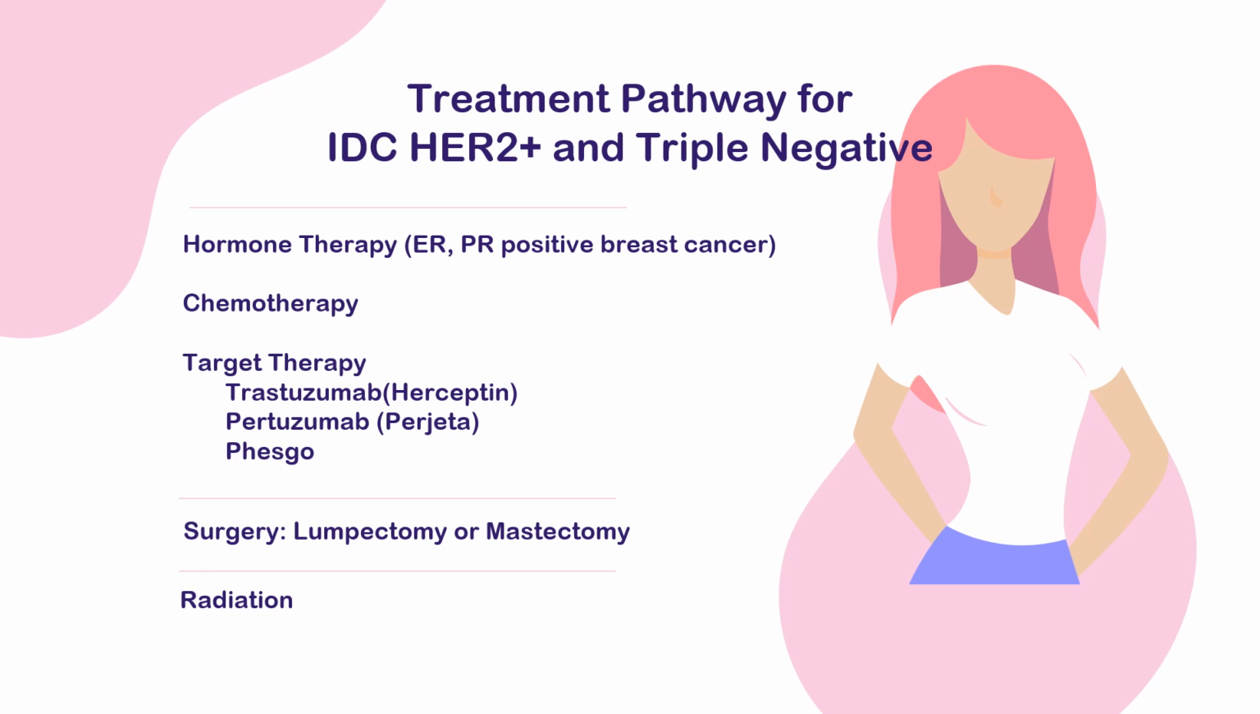Targeted therapies like trastuzumab and pertuzumab, or the combination drug Phesgo, may be used alongside chemotherapy for stage 1 and stage 2 HER2-positive and triple-negative breast cancer. Surgery such as lumpectomy or mastectomy may be considered to remove the breast tumor or the breast tissue, and radiation therapy, a localized treatment, is often offered after chemotherapy and surgery to further target any remaining cancer cells.